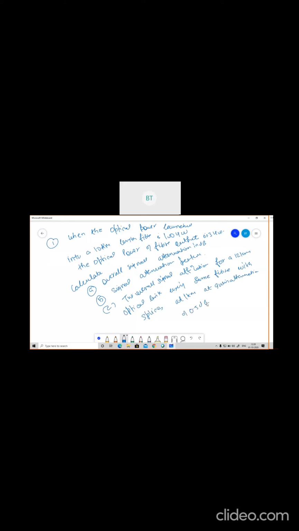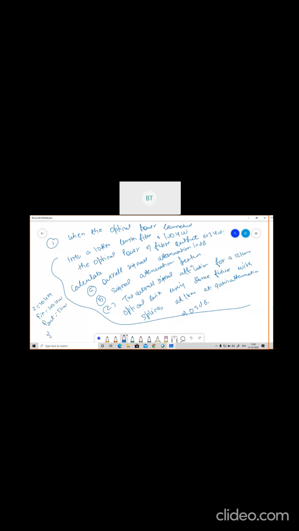The question was like this: when the optical fiber is launched into a 10 kilometer length, the length was given as 10 kilometer, the input power was given as 100 microwatt, and the output power is given as 5 microwatt. The first question is to calculate the overall signal attenuation. So in this question, Z is given as 10 kilometer, that is the distance, P input is 100 microwatt, and P output is 5 microwatt.